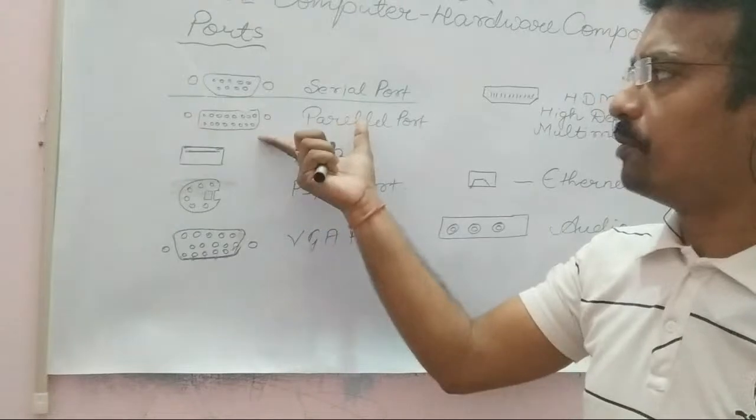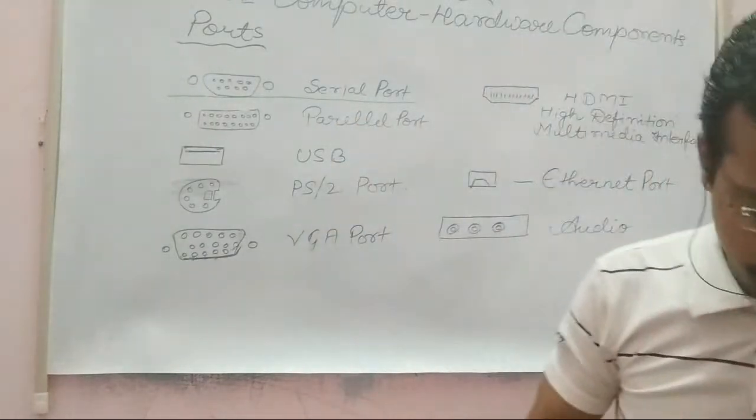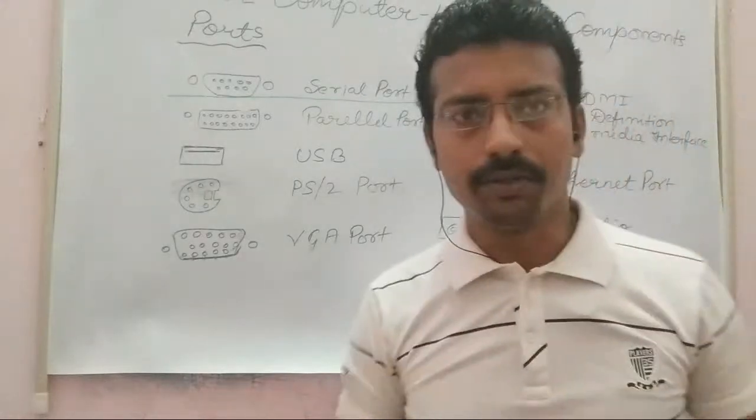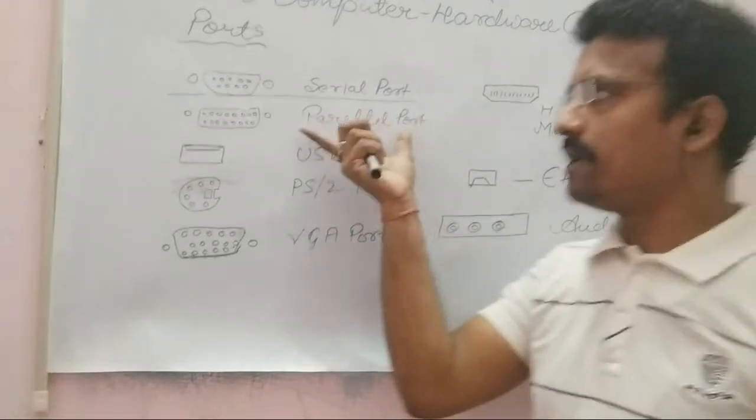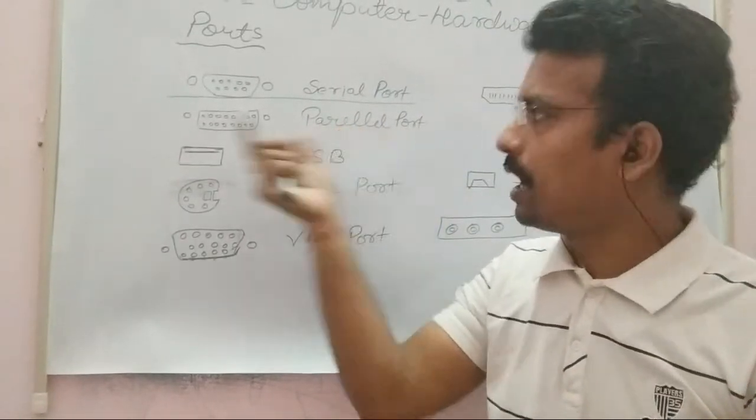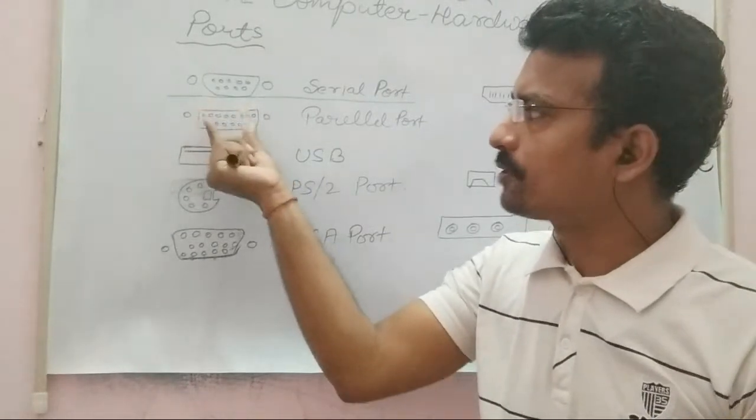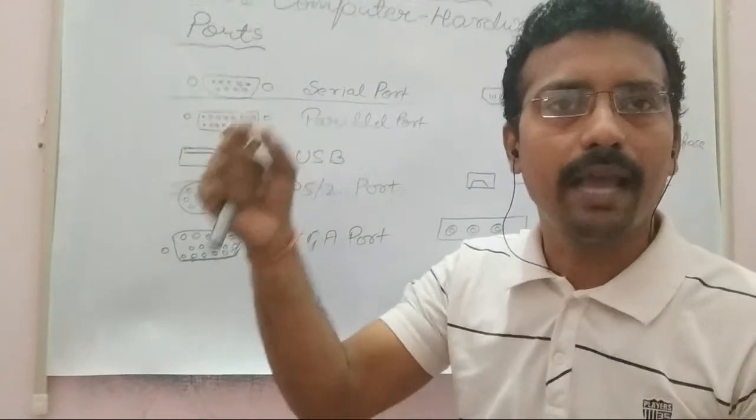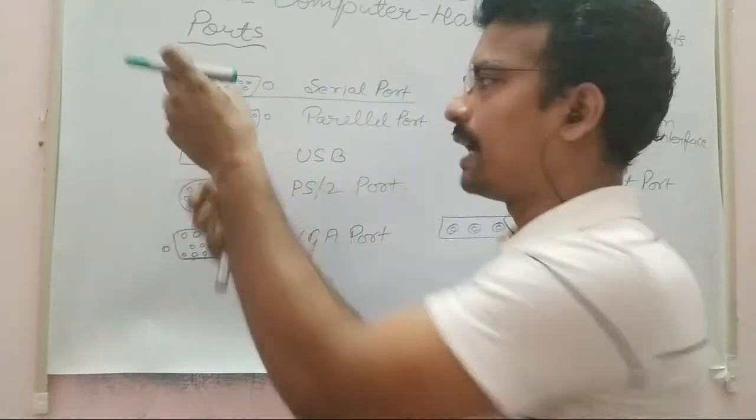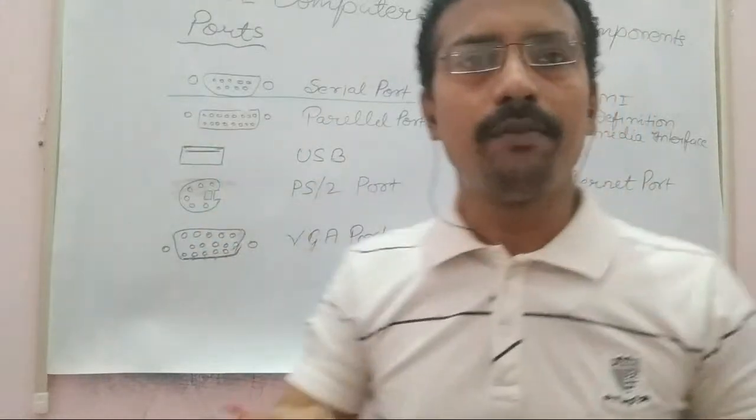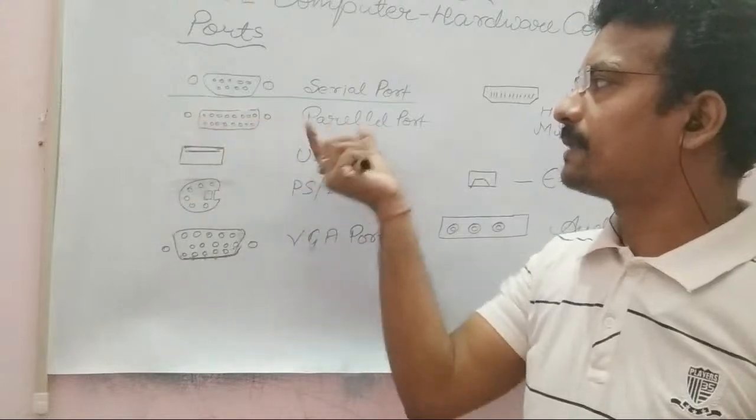The next category of port is the parallel port. If you have to attach scanners, printers, CD writers to the computer, these kinds of devices can be connected with the help of a parallel port. A rectangular box will be there where many pins are available, and you connect the related device wire here and the device will start working with the computer. This kind of port is called a parallel port.